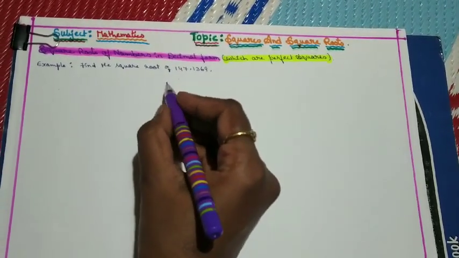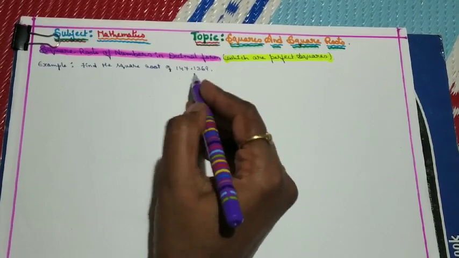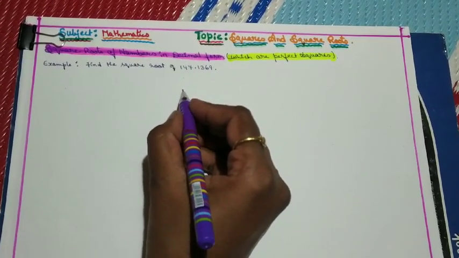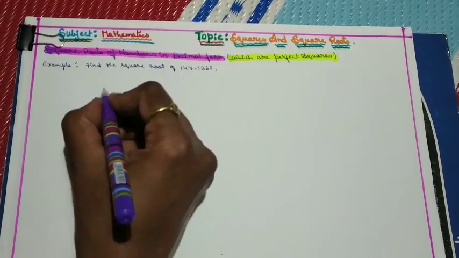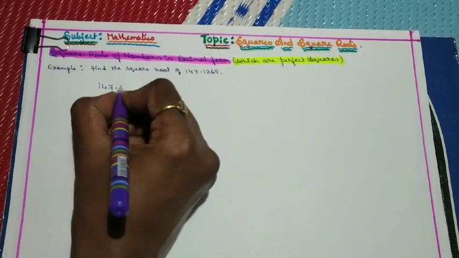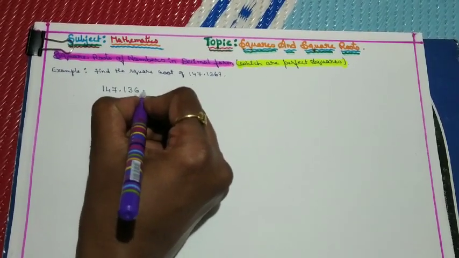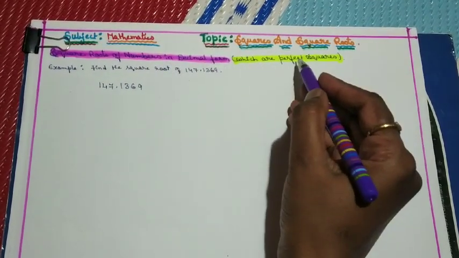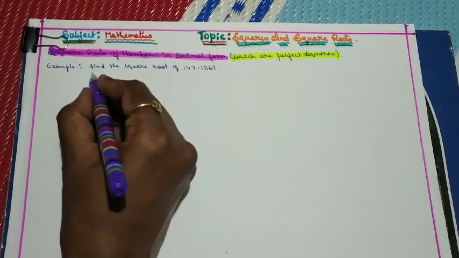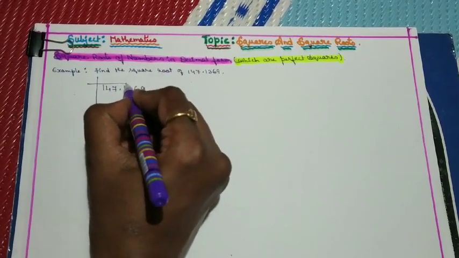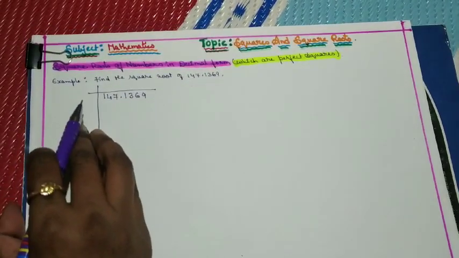So here are a few steps to be followed when we are finding the square root of a decimal number. First, let us write this number in the respective places, that is 147.1369. Keep in mind, children, we are finding the square root for decimal numbers which are perfect squares. For non-perfect squares, I will explain later, okay?